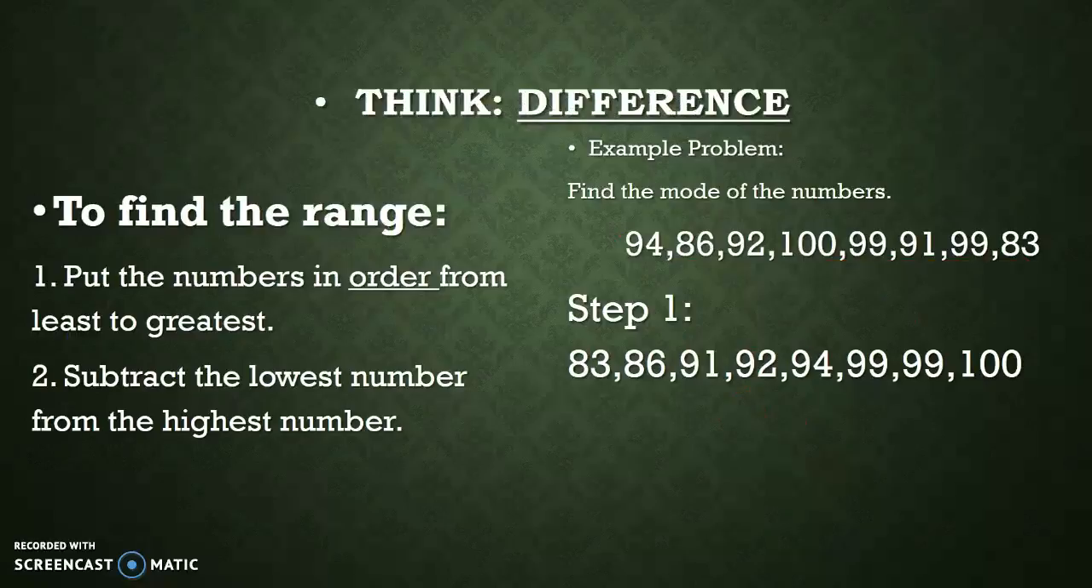Alright, the last one is the range. Okay, for this one I want you to think difference. What is the difference between the biggest number and the smallest number? So again, you've got to put them in order. So we've done this so many times now, you should memorize it. Alright, so you put them in order from least to greatest. Okay, that's step 1. So do that now.